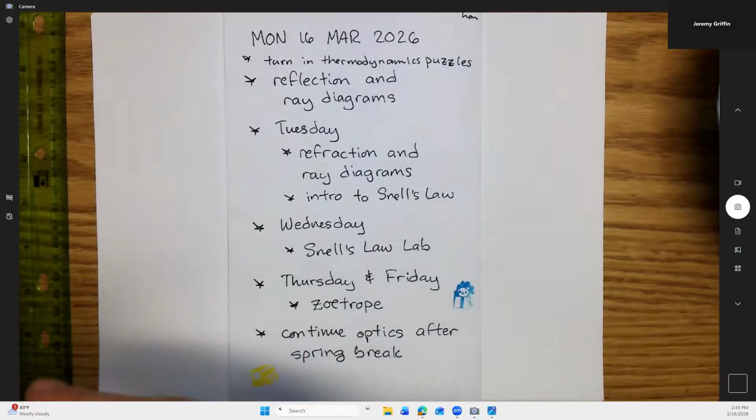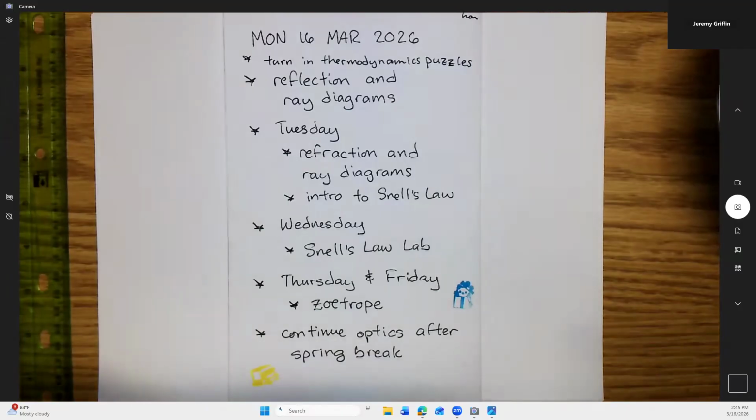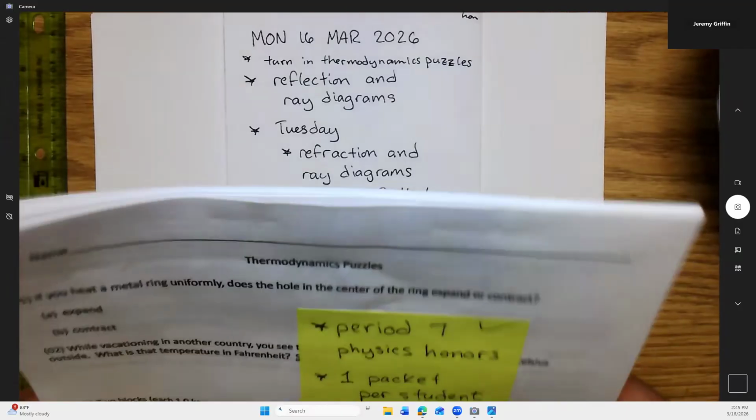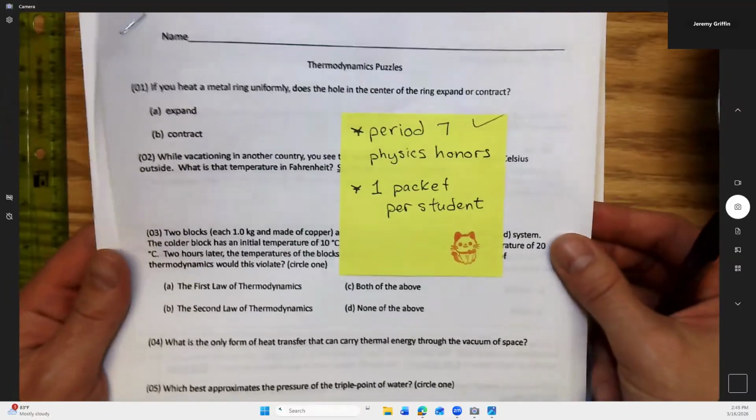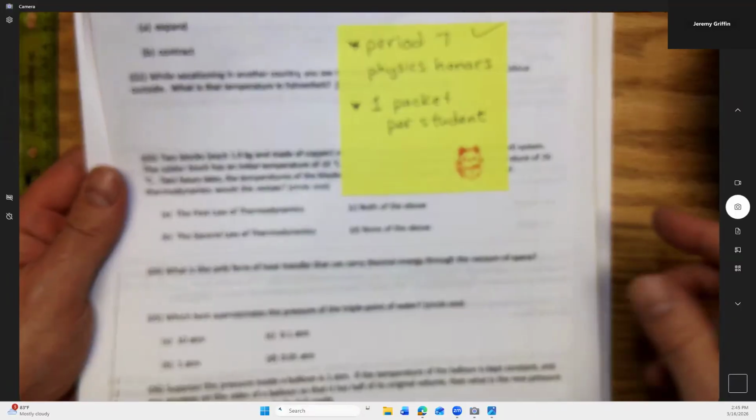Okay, so back last Thursday, I was out for a jury summons. That's over in Denver, so I'm back with you guys. But you guys were working on the cognitive thermo puzzles. I saw some of you working with each other in teams.